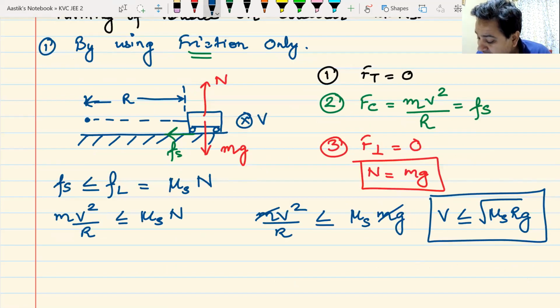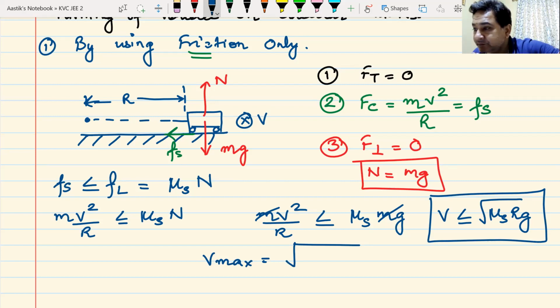What is my V max? The maximum value of speed that is possible that I can turn this car on this road using friction only. Tell me the value of V max, the maximum possible speed at which I can turn this car so that it does not slip and I have a good ride. Yes, the maximum possible speed is mu s R g.